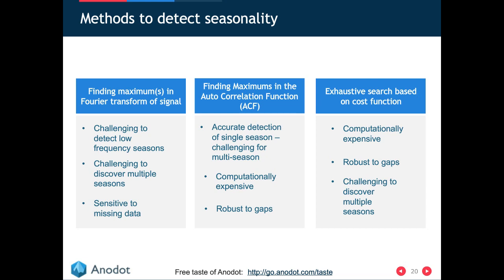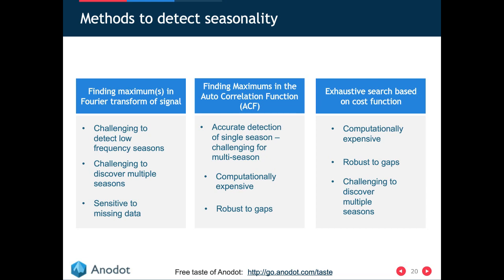So these are 3 common techniques: Fourier transform of the signals, and then finding the maximums in the Fourier transform. The issue there is that it's challenging to detect low-frequency seasons. It's challenging to discover multiple seasons, and it's very sensitive to missing data. The advantage of it is that it's fast.